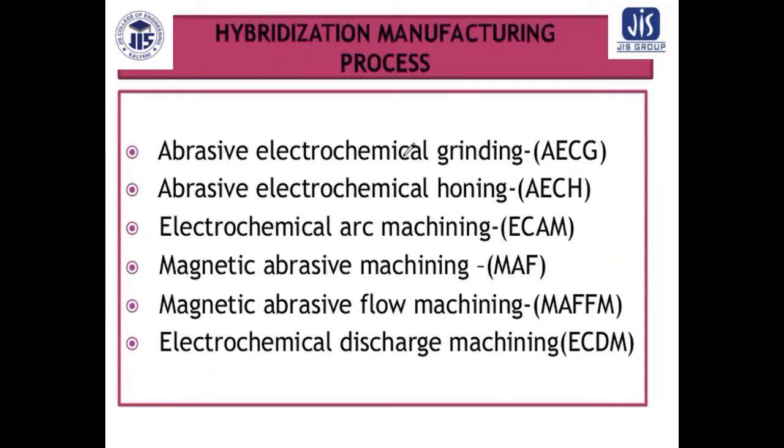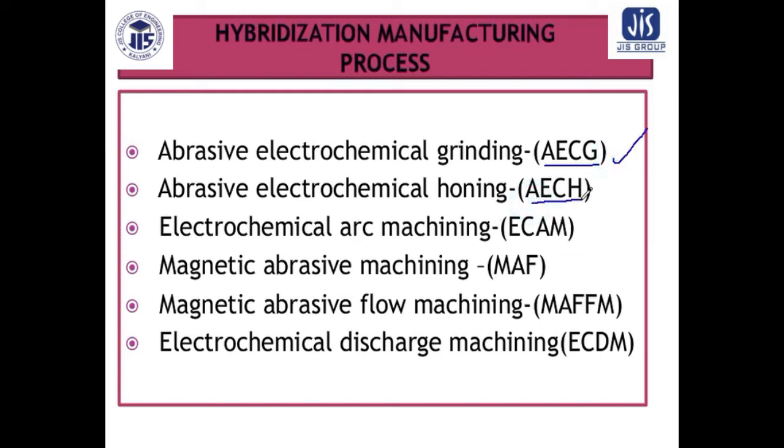Next, we are talking about the hybridization manufacturing process. Hybridization means mixing of two or more different processes to make a complete process to get a perfect output with high accuracy and dimensional properties. Now, the first process in hybridization manufacturing is AECG. A for abrasive, EC for electrochemical, and G for grinding. So this is one of the processes.